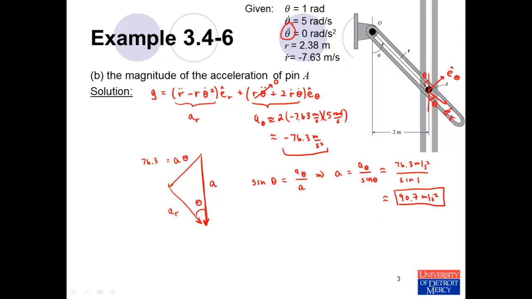If for some reason we needed to know what r double dot was, or we needed to know what the radial component of the acceleration was, we could do that from this triangle. But that's all that's asked for, and so that brings this example to a conclusion.